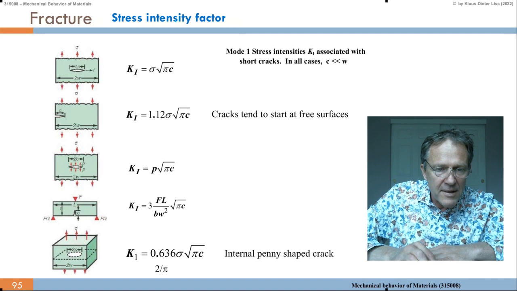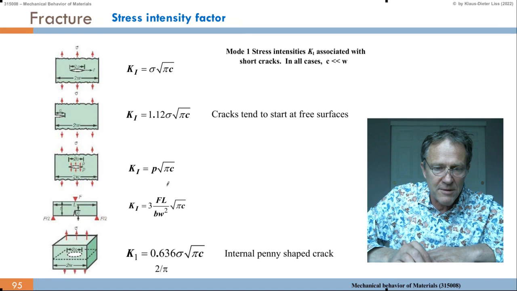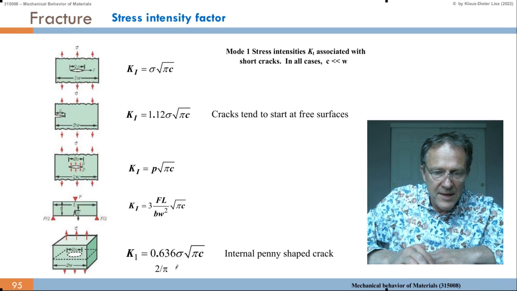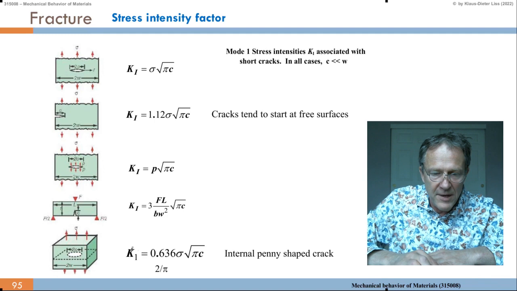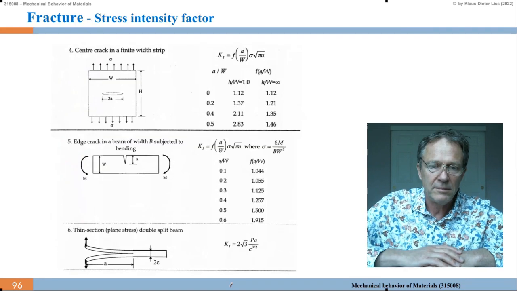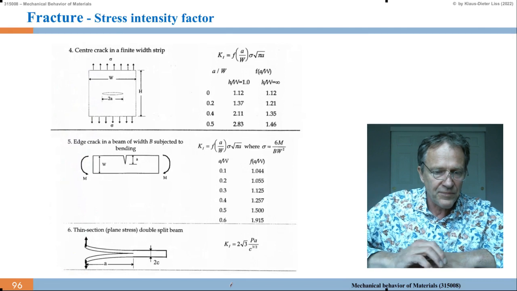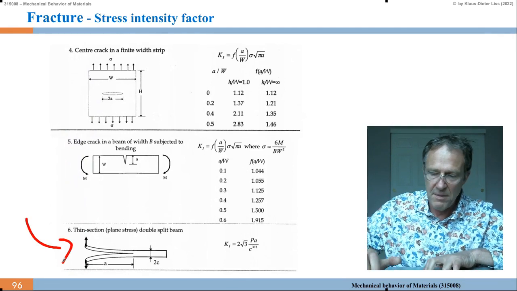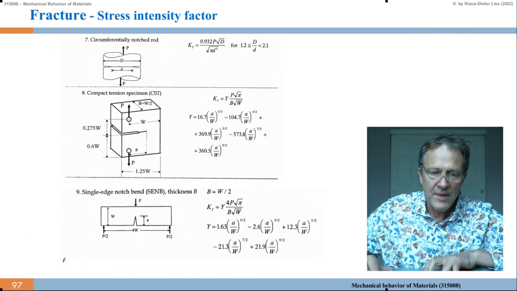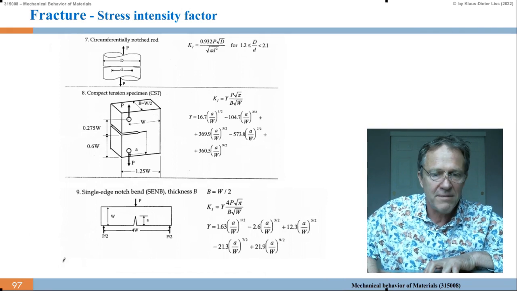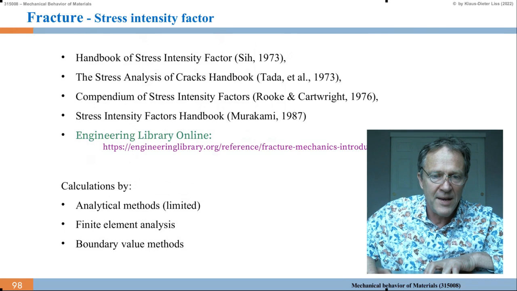And here, what is the p? There's a little p here. It has some stresses, maybe some stress concentration. Here it comes from the bottom, and here's the penny shape. So the penny shape has this one. Again, for example, there's this one also, thin section, plane stress, double slit beam, various geometries. I cannot go through all of them.